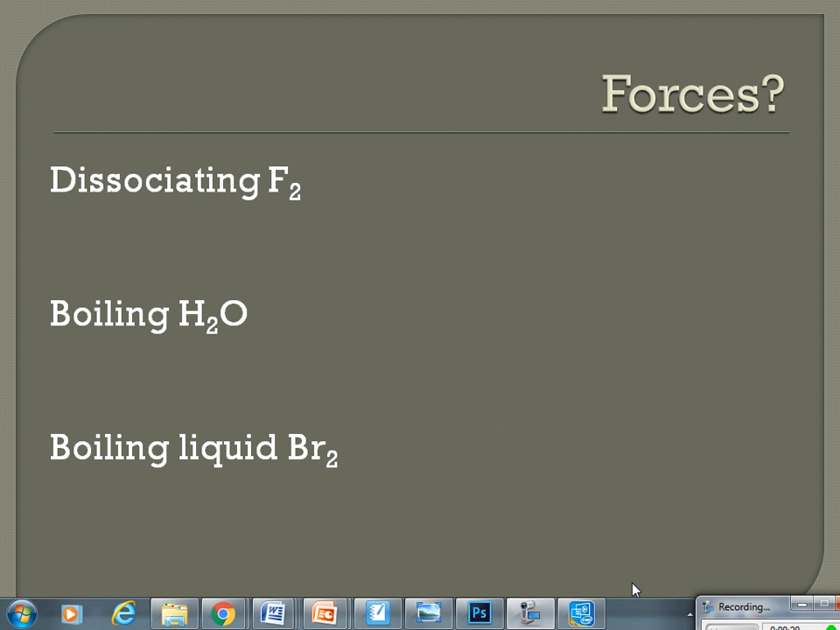So the first one, dissociating F2. Dissociating is a fancy way of saying breaking bonds or pulling the F2 apart. Not pulling an F2 apart from another F2, but literally pulling apart F2 into two different Fs. So what kind of force would that be? At any time during this, if you want to be thinking about it, pause it before I give you the answers. I'm not going to be giving you a lot of time to think about it. So after I ask the question, if you'd like to pause it to think about it, you can do that.